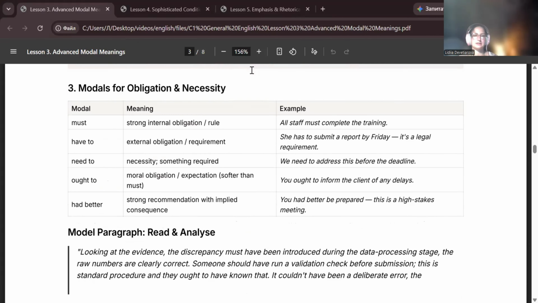Modals for obligation and necessity. Let's review it once again. Must: strong internal obligation, a rule. All staff must complete the training.